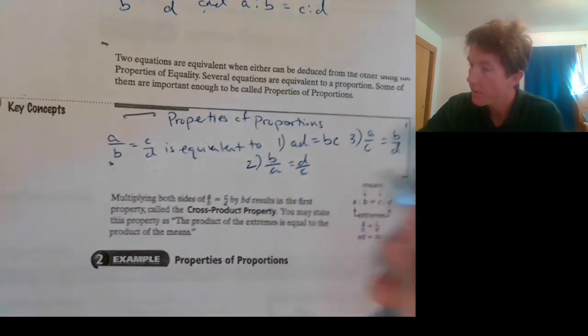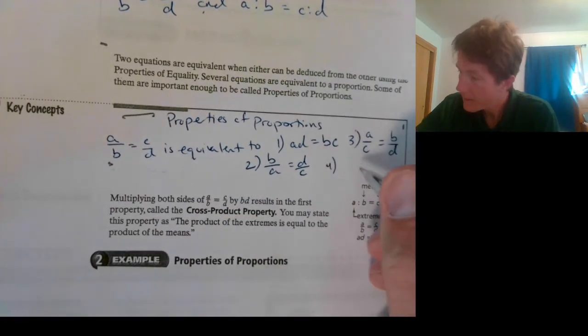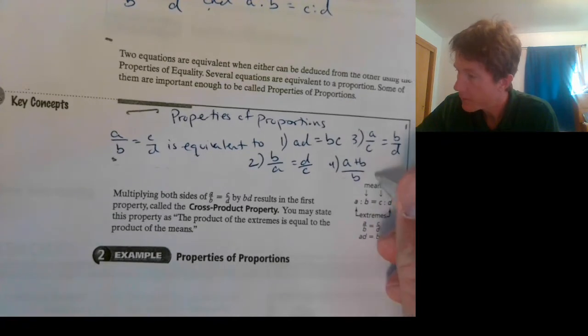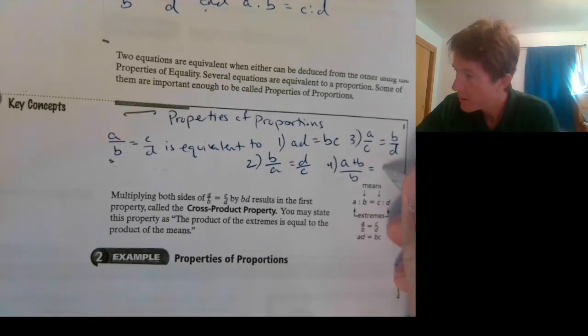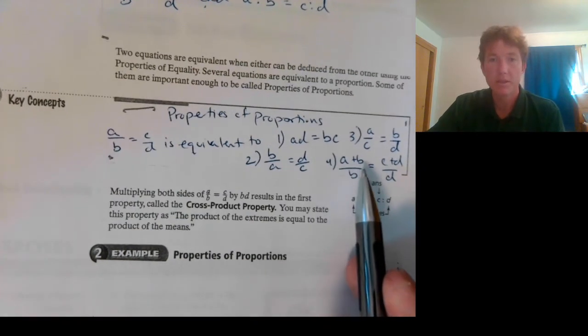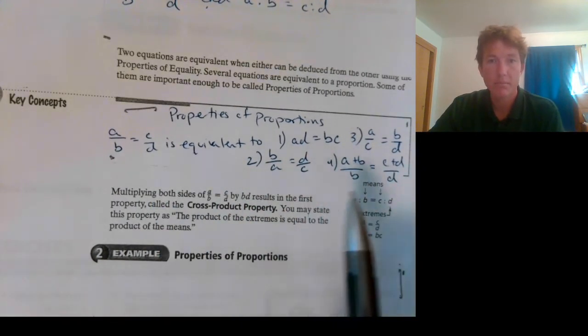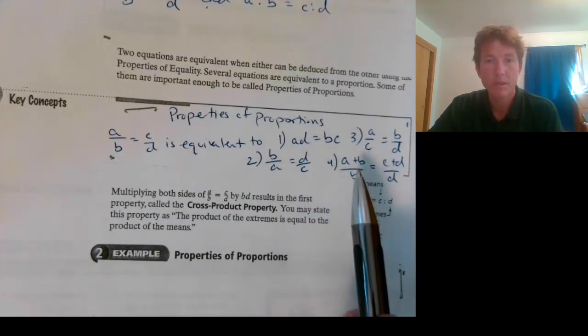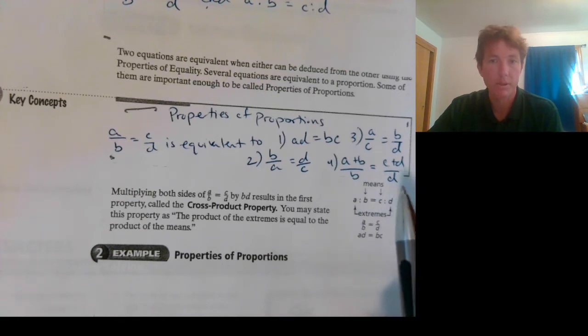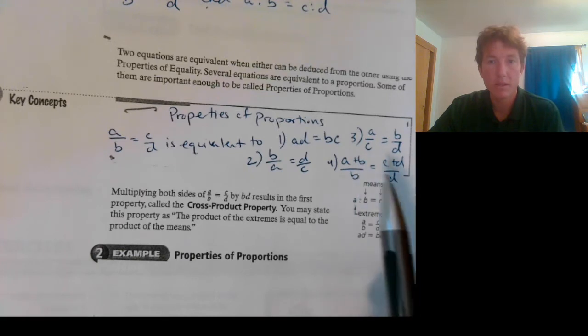And then number 4, A plus B over B is equal to C plus D over D. Since we're adding, basically B over B is just saying 1. I'm adding 1 to both here. D over D would also be the same. It's like saying 1. So if I add 1 to each side, they still hold.